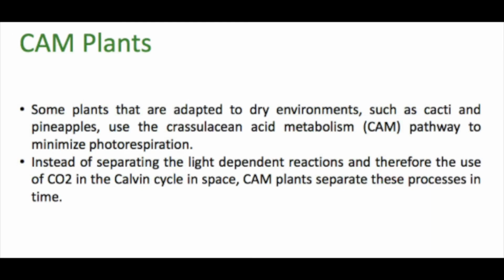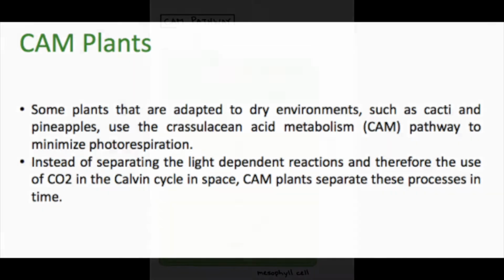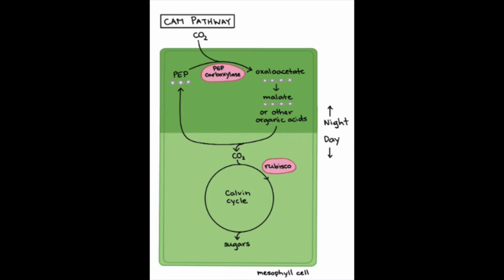CAM plants. Some plants that are adapted to dry environments, such as cacti and pineapples, have the CAM pathway to minimize photorespiration. Instead of separating the light-dependent reactions, and therefore the use of CO2 in the Calvin cycle, in space, CAM plants separate these processes in time.